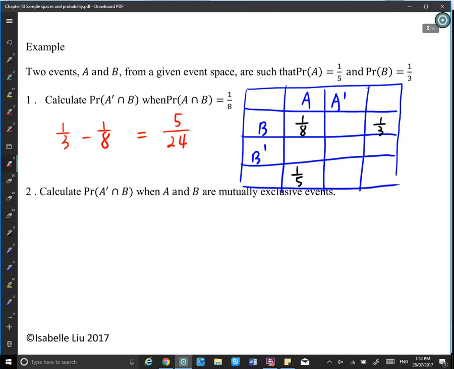You don't really need to complete the full table. You can just do what is asked.